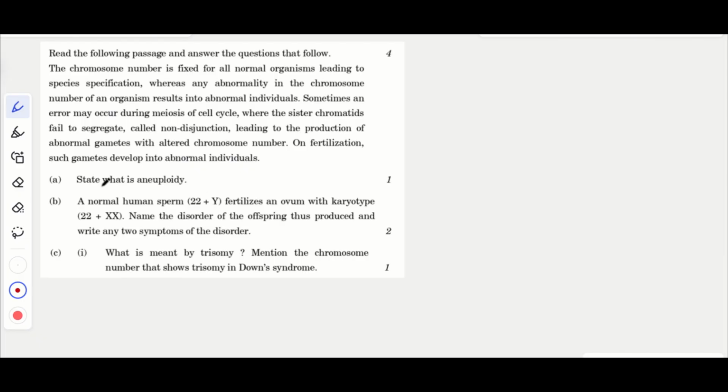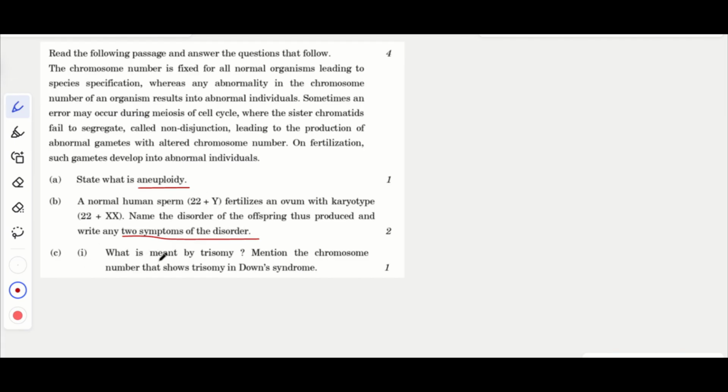So first we have to state what is aneuploidy. Okay, what is the condition called aneuploidy? Then we have to answer: a normal human sperm that has 22 plus Y fertilizes an ovum with a karyotype that is 22 plus XX chromosome. Name the disorder of the offspring thus produced. Okay, and write any two symptoms of the disorder.